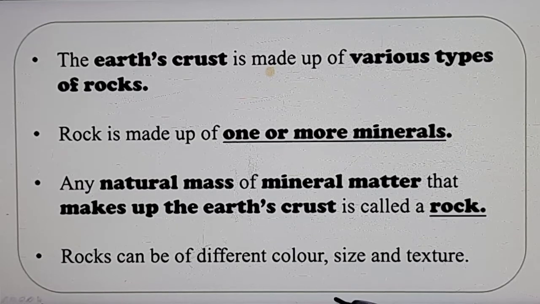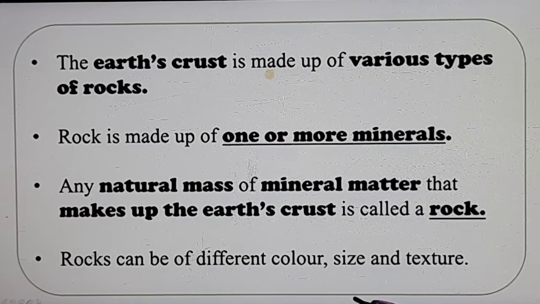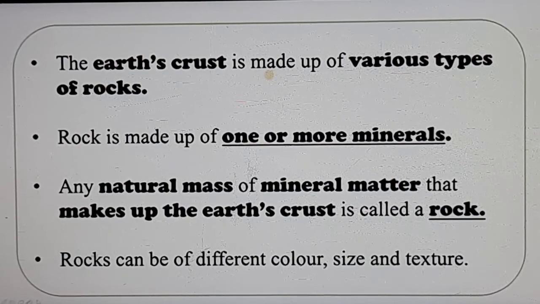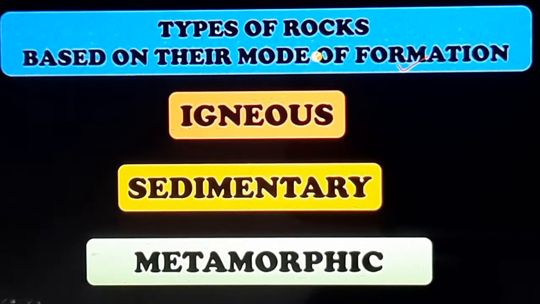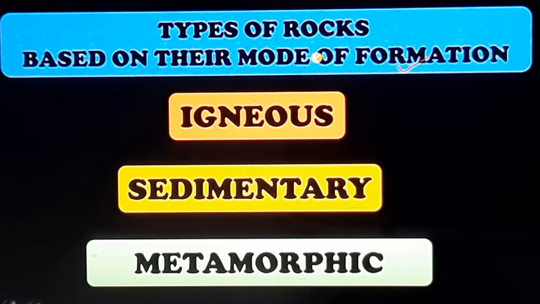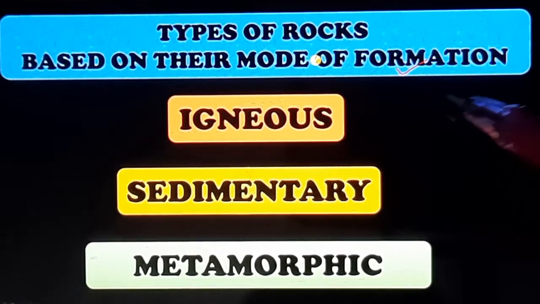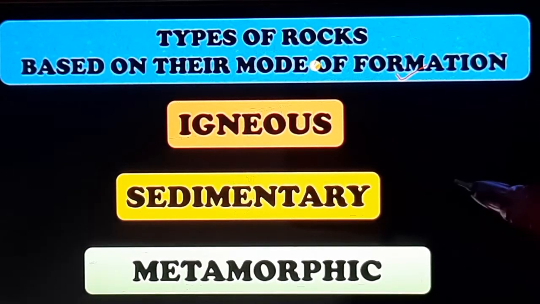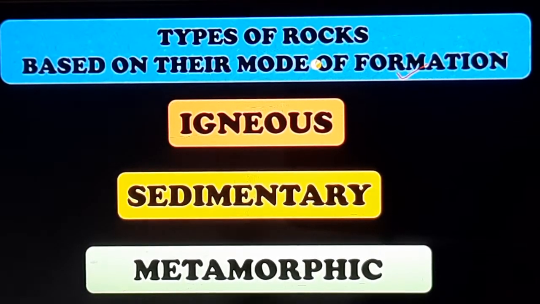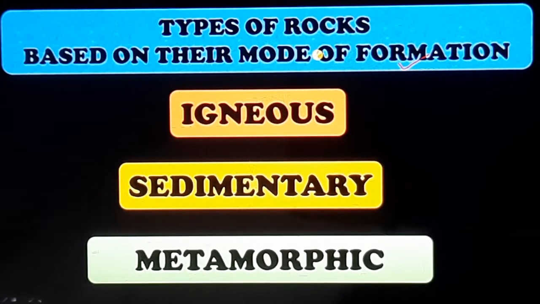Rocks can be of different colors, different sizes and different textures. Some have different colors, some have different sizes and some have different textures. Based on their mode of formation, we can divide rocks into 3 types. So there are 3 major types of rock.